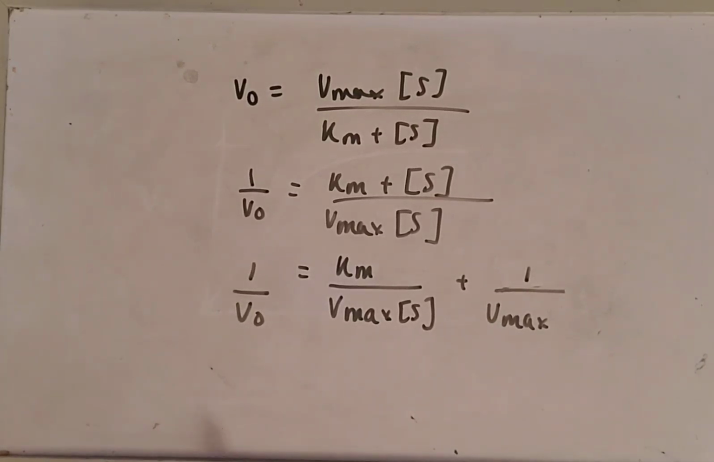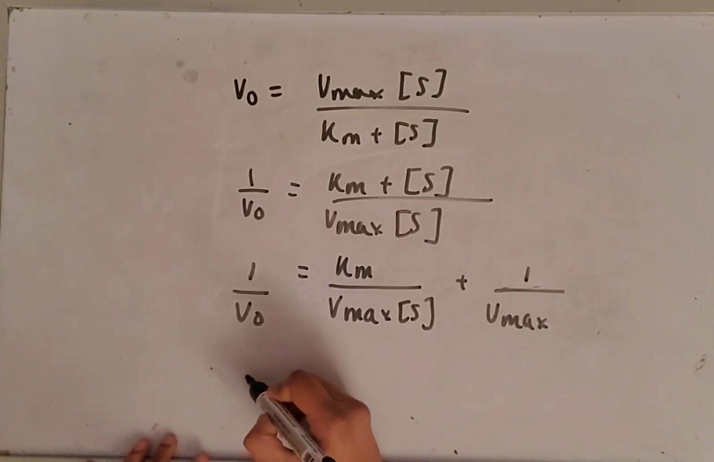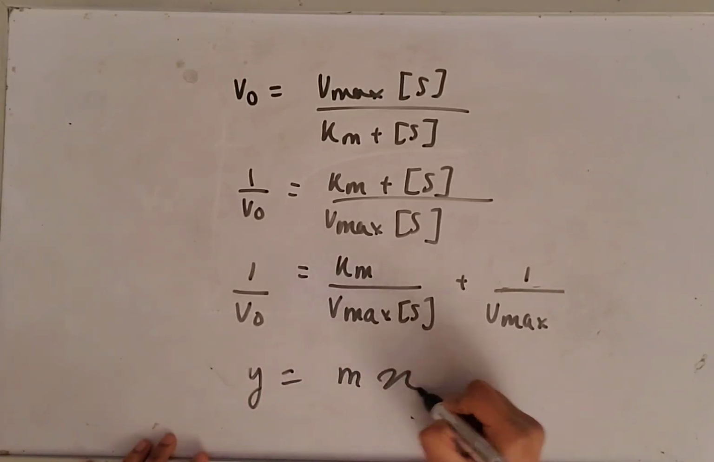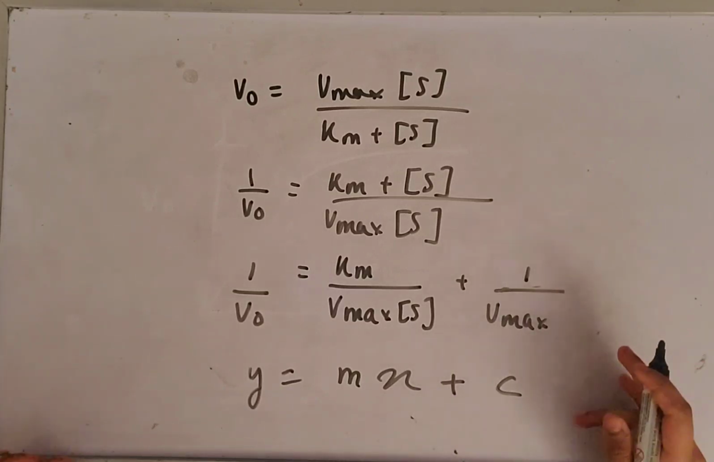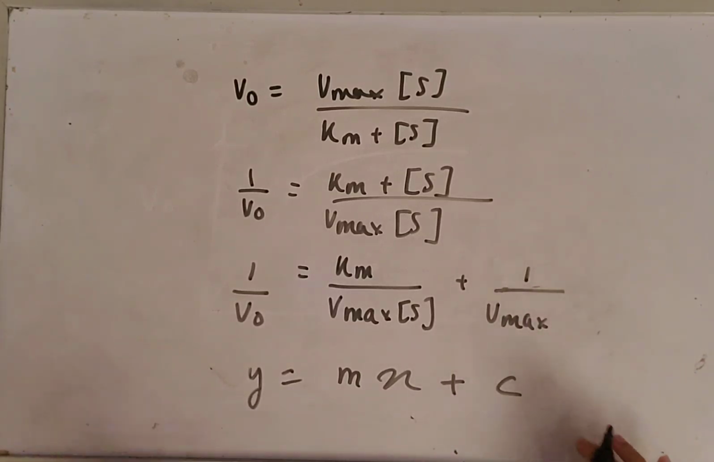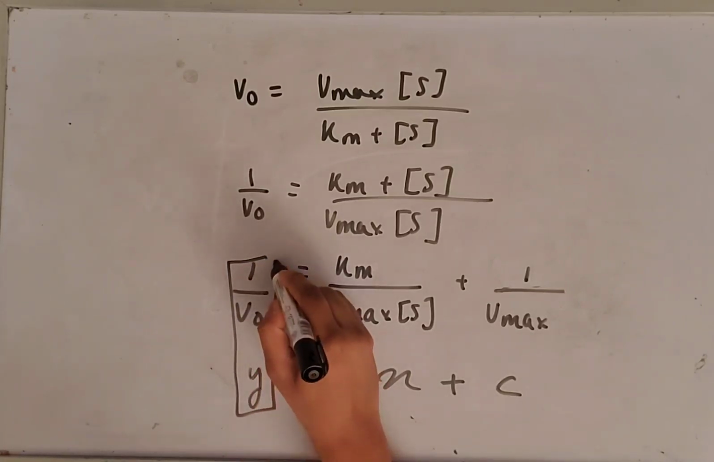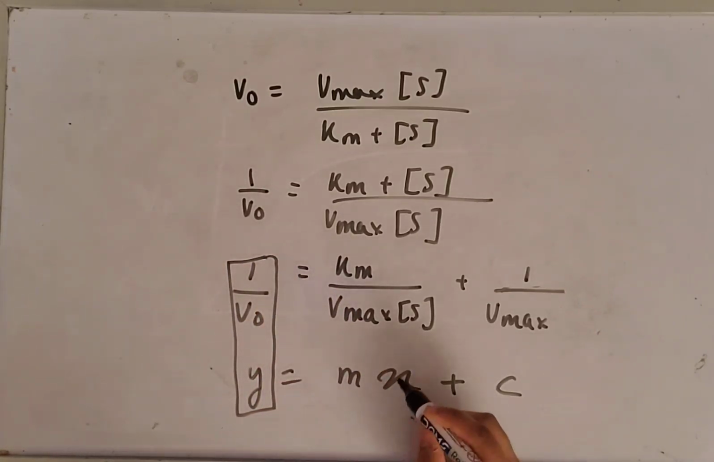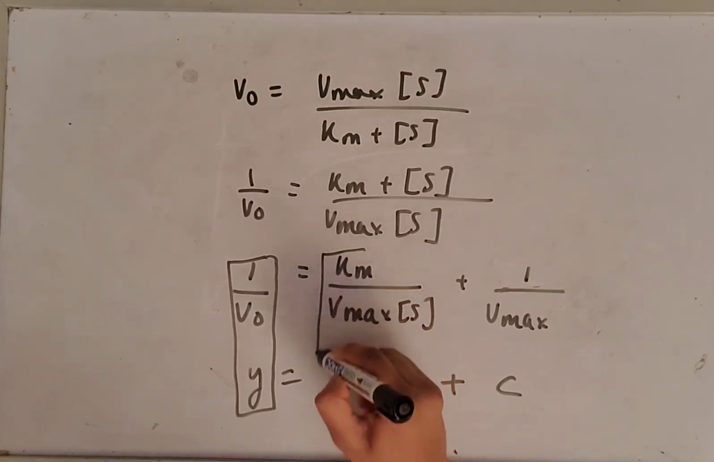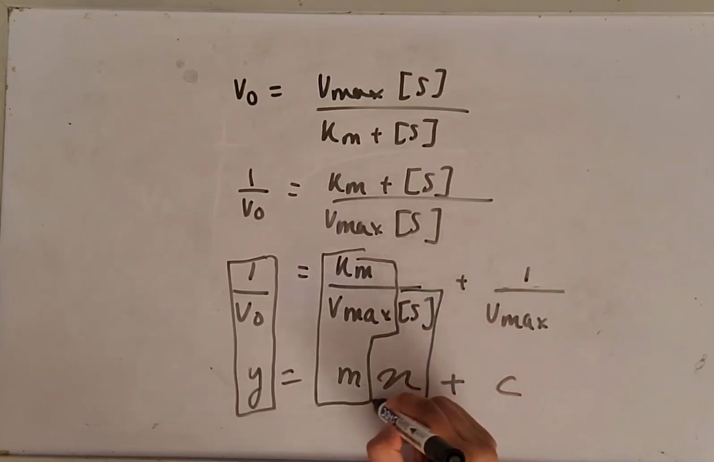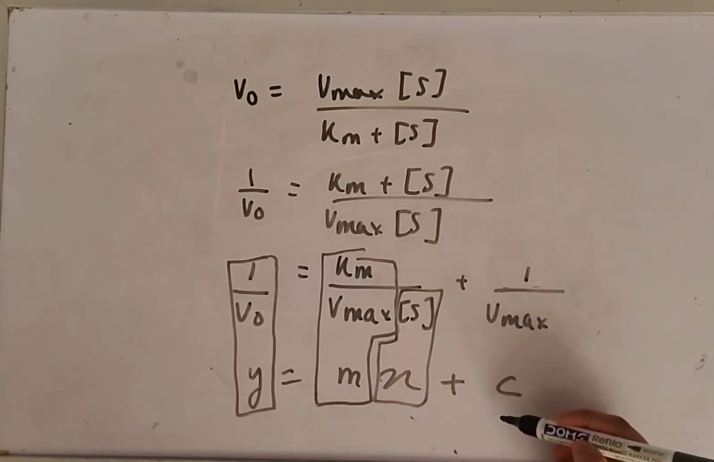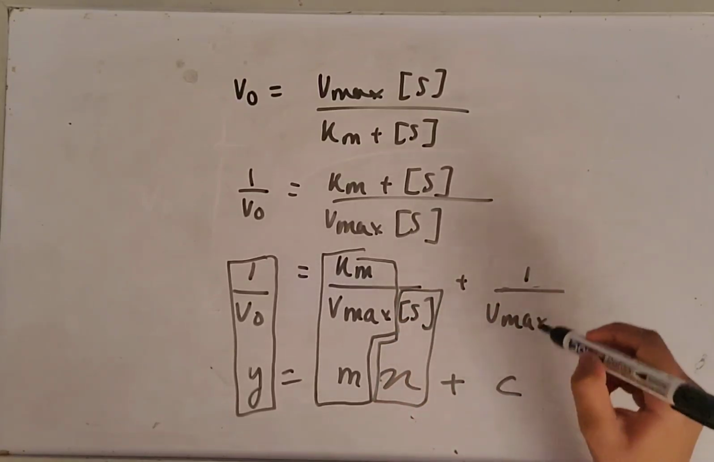Now this looks like something that could be converted or written in the form y equals mx plus c. So what we do is we write y equals mx plus c and compare our 1 over V0 equals Km over Vmax times 1 over substrate concentration plus 1 over Vmax. We compare this with y equals mx plus c, so that we end up with y being equal to 1 over V0, m being equal to Km over Vmax, x being equal to 1 over S, and c, the y-intercept, being equal to 1 over Vmax.